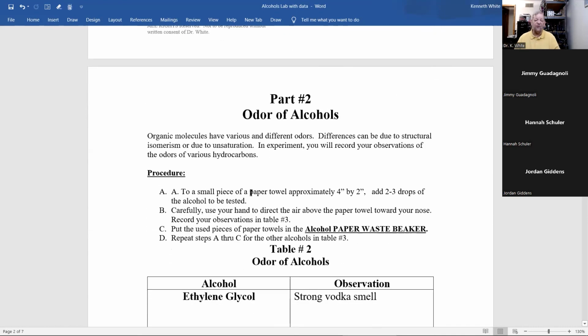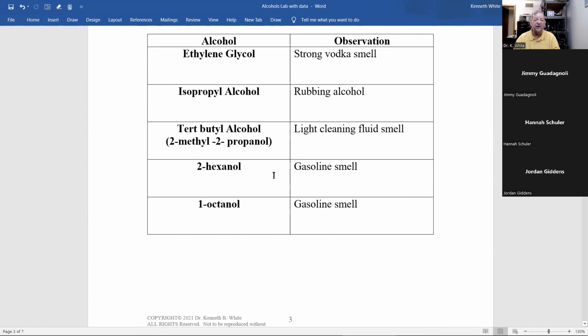Next one is odors of alcohol. Are there any trends based on size, shape, whatever, in how it smells? You would have these alcohols, we have little squares of paper towels, put a little on and smell it. And if you were there, here's what students say it smells like.